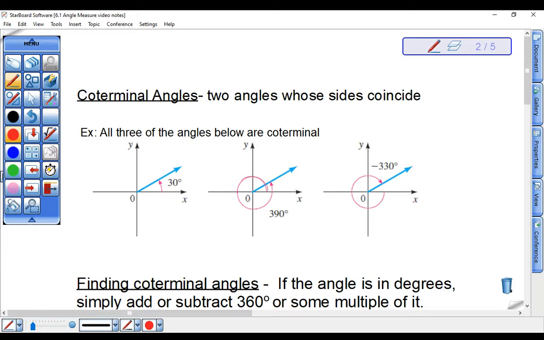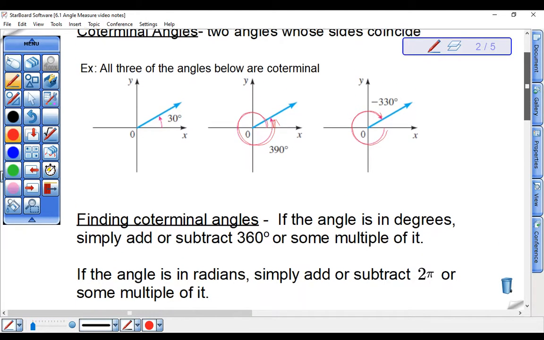So if I went around positive 390 degrees in this direction, my sides would still land up on top of each other. So a 30-degree angle and a 390-degree angle would end up looking the same as far as where the rays that create the angle are. At the same time, if we went in the negative direction, a negative 330-degree angle would also be the same. Okay, so how do we find coterminal angles, right?